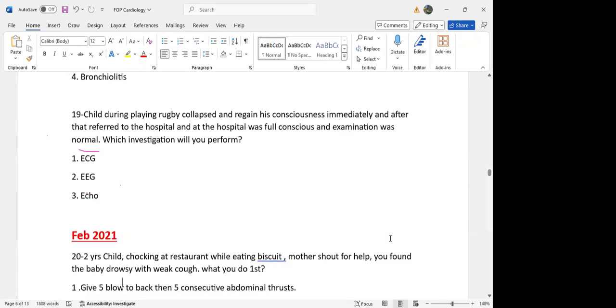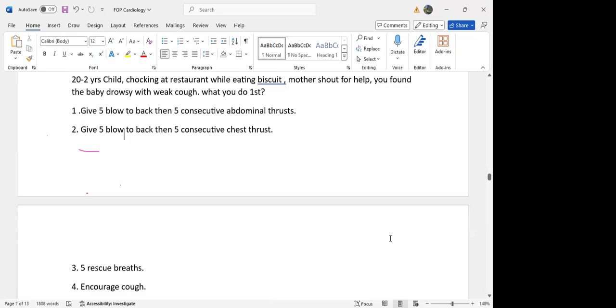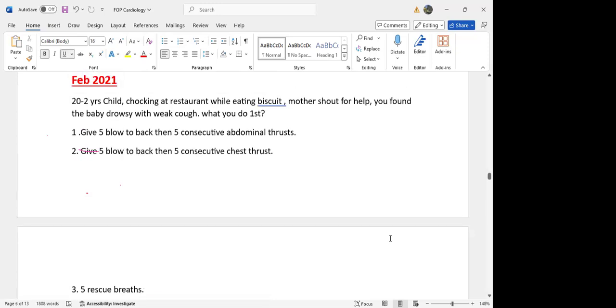Next question. This is a 2-year-old child choking at a restaurant. This is important: the child choked at the restaurant while eating biscuits. Mother shouted for help and you found the baby drowsy with a weak cough. So what do you do first? Again, you have guidelines over here.